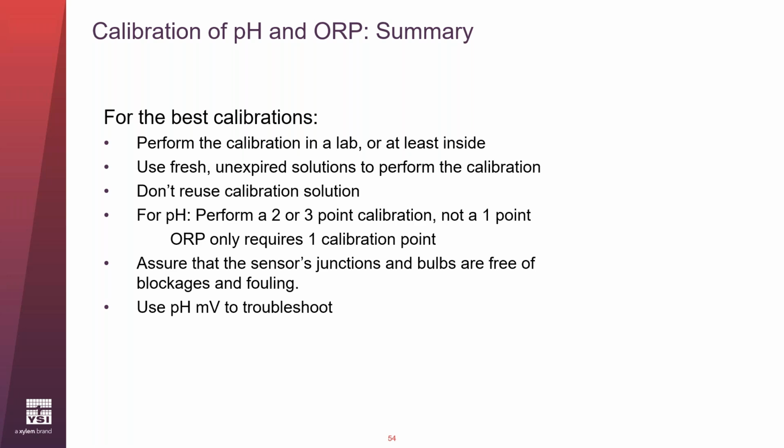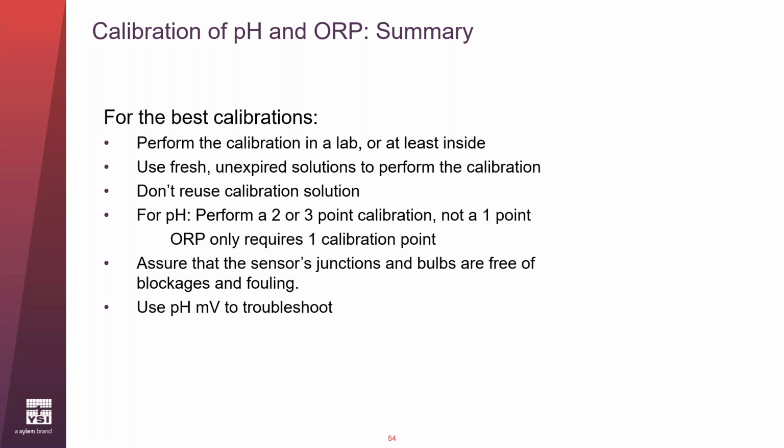For pH, perform a 2 or 3 point calibration, not a 1 point. ORP only requires that 1 point. Assure that the junctions and bulbs are free of blockages and fouling, and use pH millivolts to troubleshoot. Take the guidelines here and see if your pH millivolts are in the correct ranges. Remember, those pH millivolt values define the calibrations.